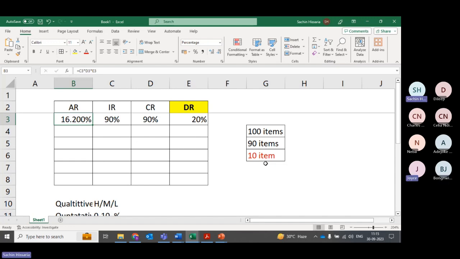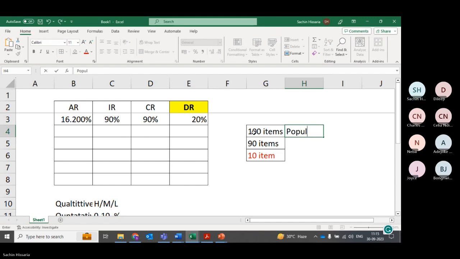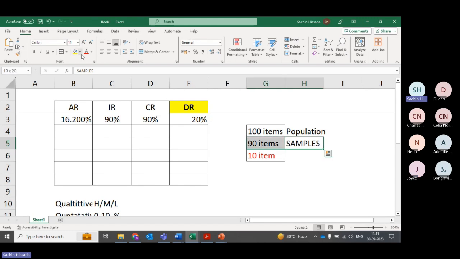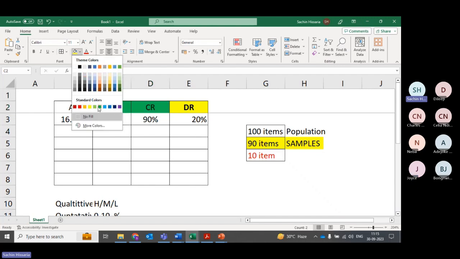Why is it 20%? Basically, Joyce, what I'm saying is suppose there are 100 items. This is the population of the transactions. From the population, as an auditor, you will select the samples. What I am trying to tell you is that IR and CR, inherent risk and control risk, will help the auditor to select the sample size.